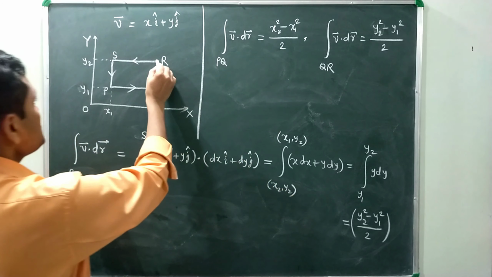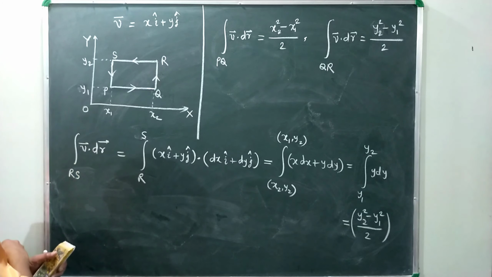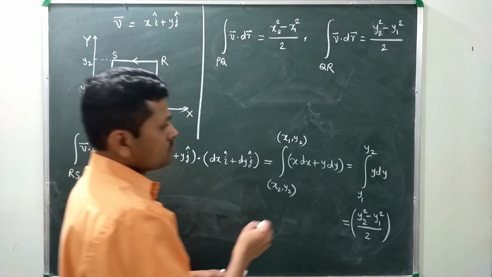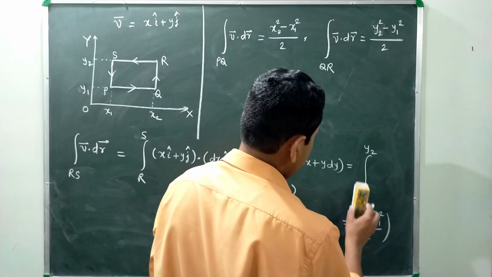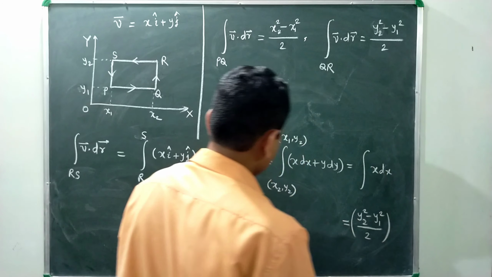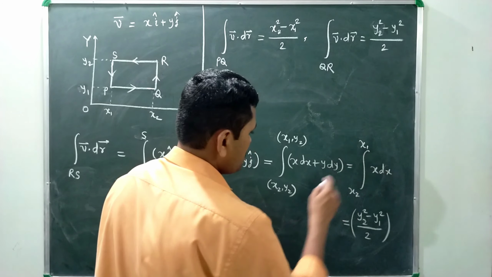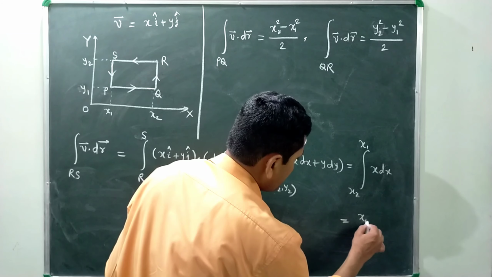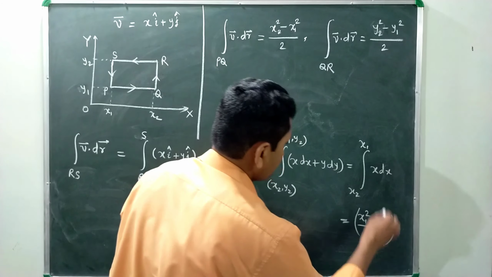Now along this line there is no change in the value of y, so y is constant along this line, so dy will be 0. So here dy will be 0 and we will have only x dx, and the limit is from x2 to x1. So this will be equal to x1 square minus x2 square by 2.